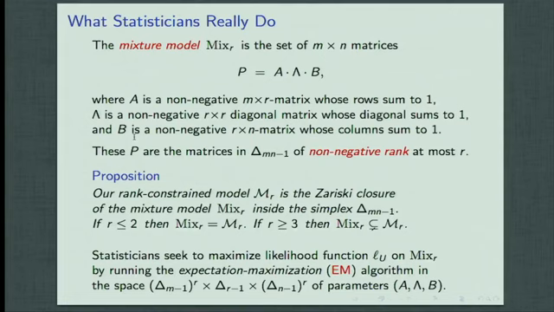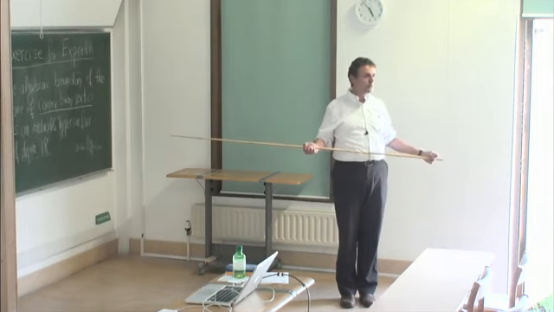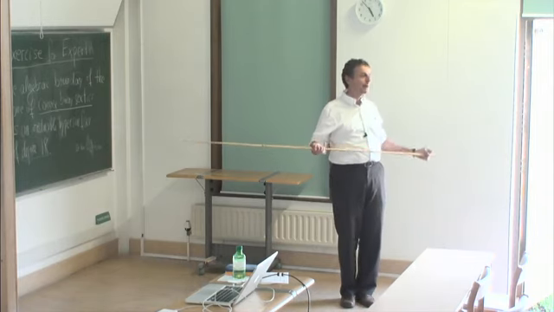Let me give you the technical definition. The mixture model is the set of m by n matrices giving distributions that factor as follows: A times lambda times B, where A is a non-negative skinny matrix whose rows sum to 1, lambda is an R by R diagonal matrix, again with non-negative entries summing to 1, and B is a lying down skinny matrix, non-negative, whose columns sum to 1. Such matrices P are distributions of non-negative rank at most R.